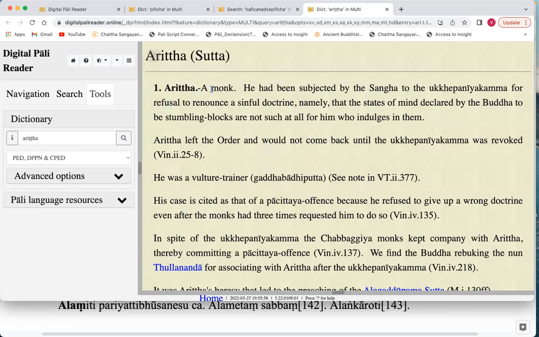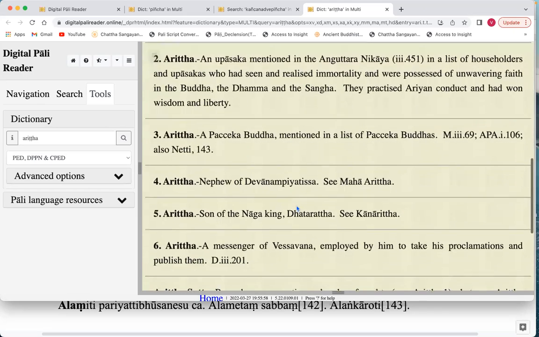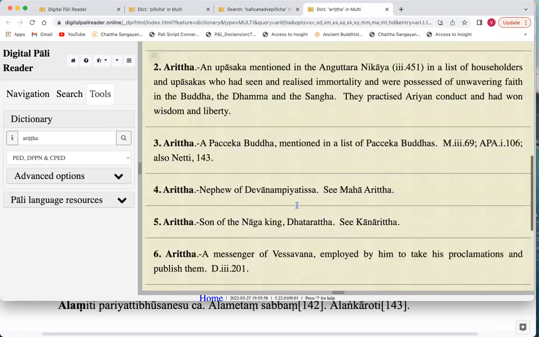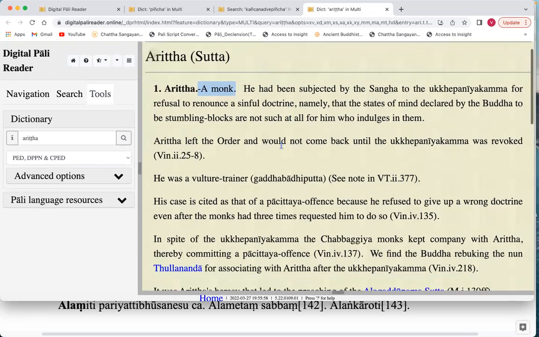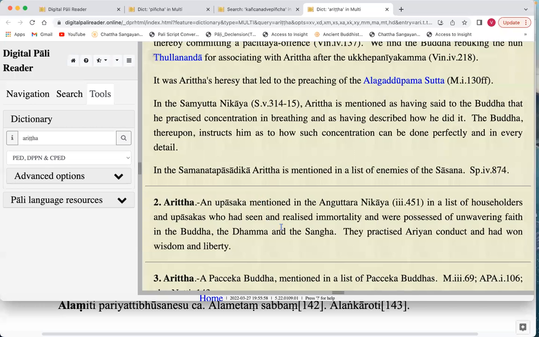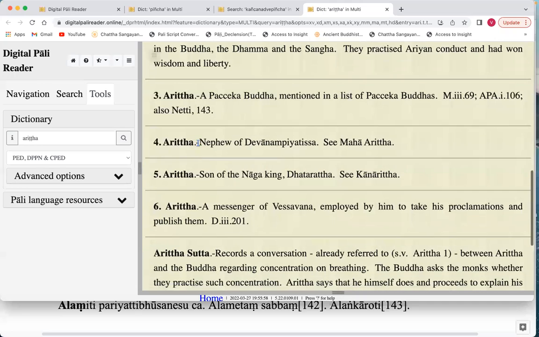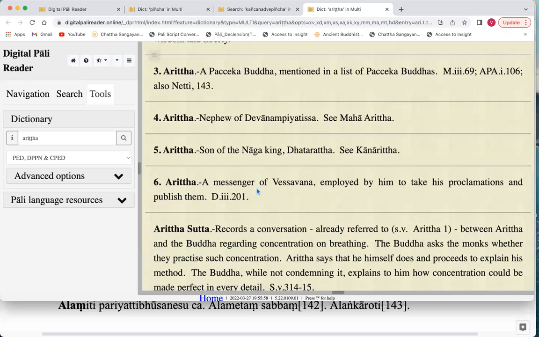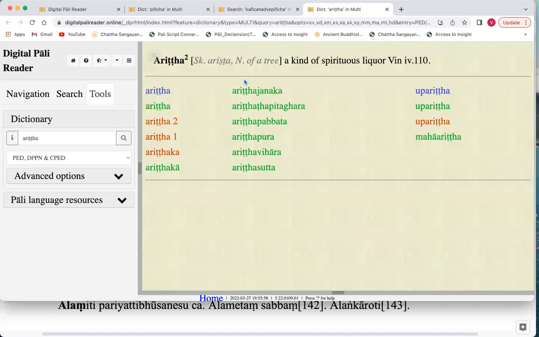So Rita Samanya, that is a monk. No, not this one. There are so many meanings in the dictionary of Pali proper names. Arata means a monk. Another Arata means an Upasaka. Based on story, Arata means that Vijika Buddha. And Arata, nephew of the Divanambiya Desa. Arata is son of the Naga king. Arata means a messenger of the Visawana. So no, not that one. Actually, this one. So a kind of the spiritual liquor.